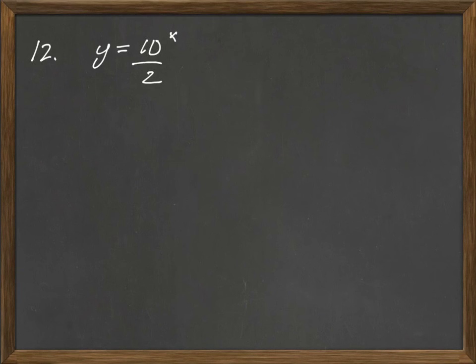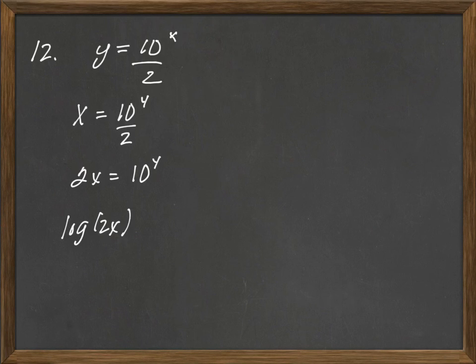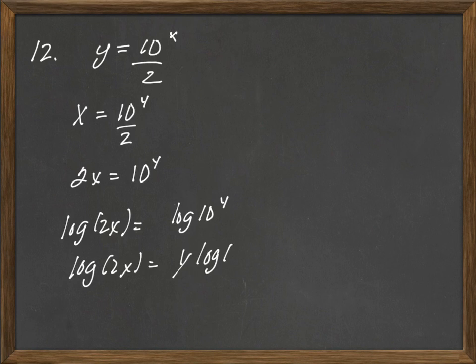Number 12, we do the same thing. x equals 10 to the y over 2. So 2x equals 10 to the y. Log 2x equals log 10 to the y. And so log 2x equals y log 10, and we already said log 10 was 1, so y equals log of 2x.